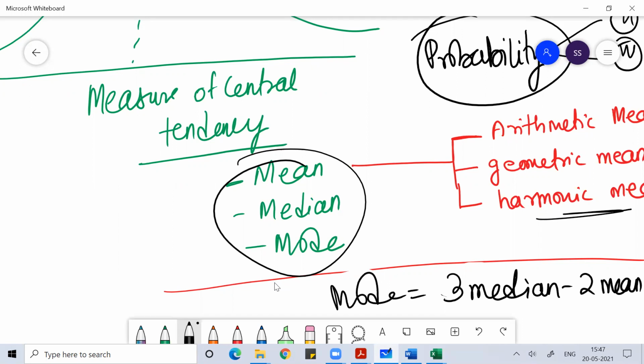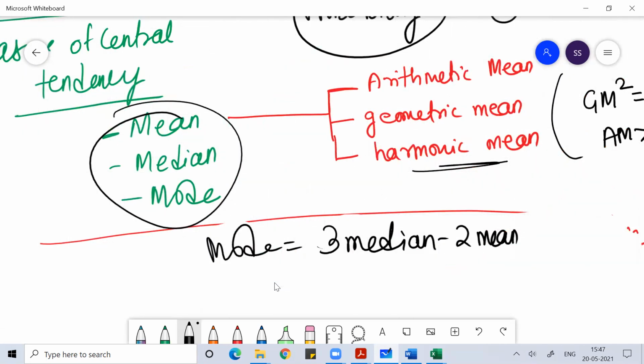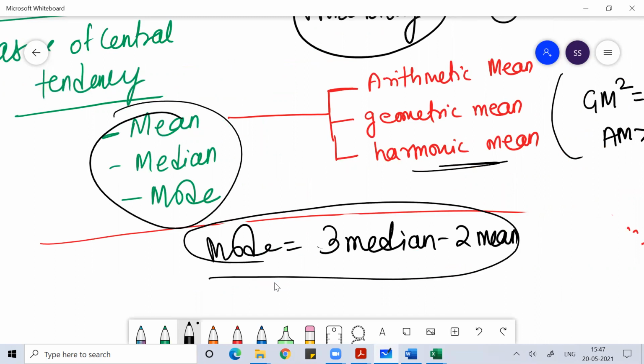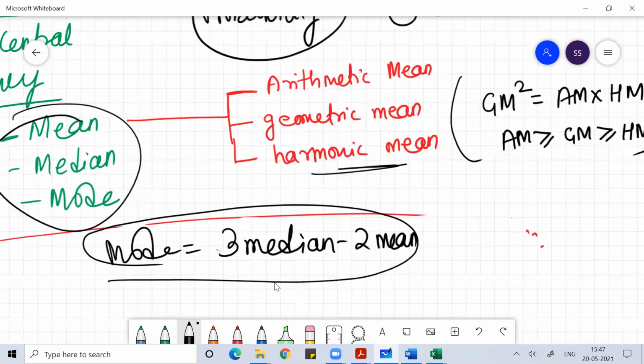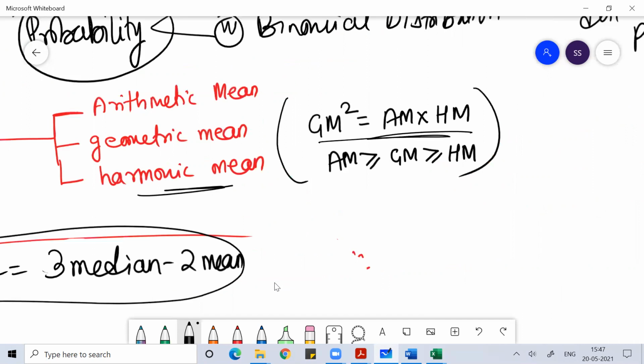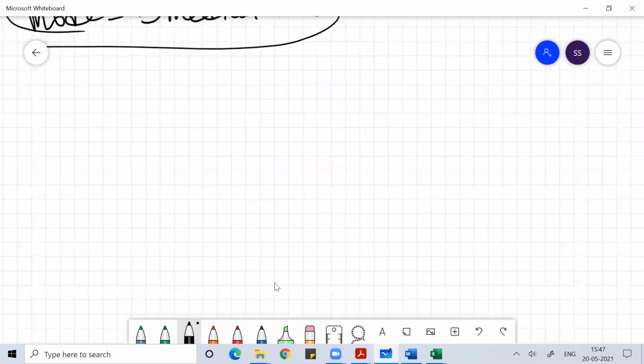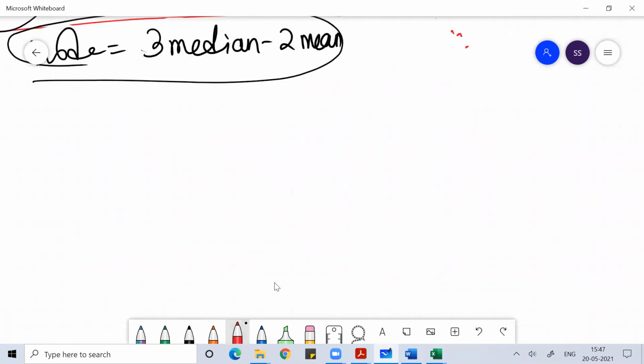Fine. So remember this relation between them. Now one by one we'll study everything. But this relationship, mode is equal to 3 median minus 2 mean, and the square of the geometric mean is arithmetic mean into harmonic mean, you can always remember this. Now we'll do each topic one by one.